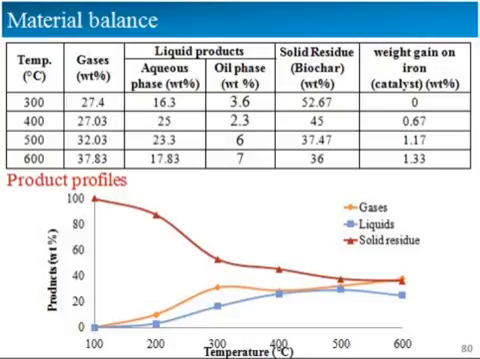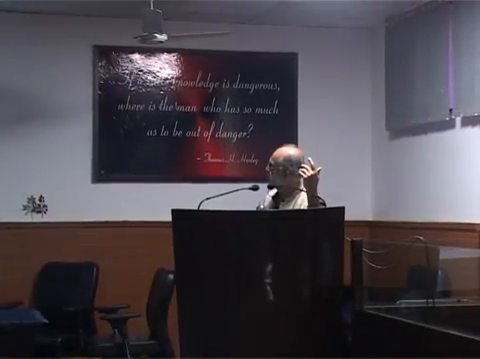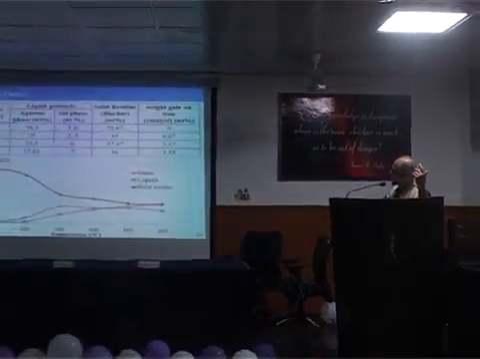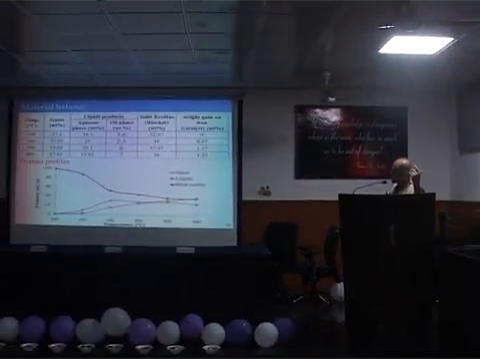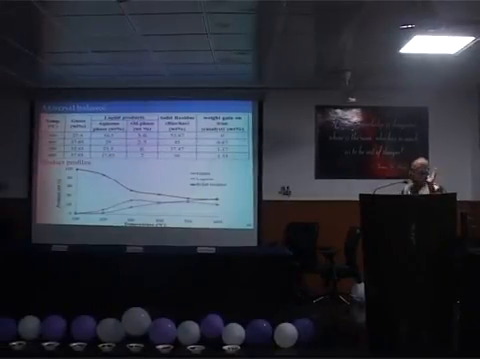This just tells you as the temperature of pyrolysis increases, the gas component increases, the liquid component increases, and the solid remaining residue keeps on decreasing. This is just to establish the material balance. Starting with X kgs of wood, whether I have been able to account for the total quantum of the materials which are coming out. Gases, liquid product, solid residue, whether it is weight gain or not, and you see within 1% I am able to match the material balance.